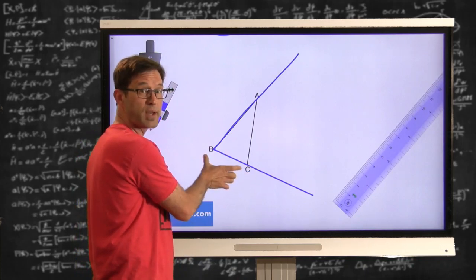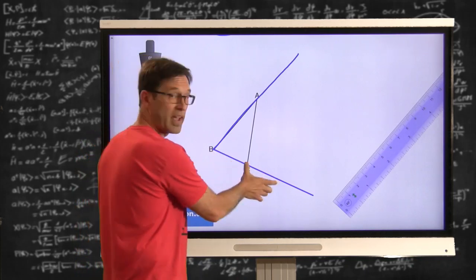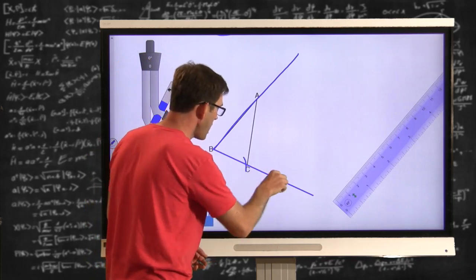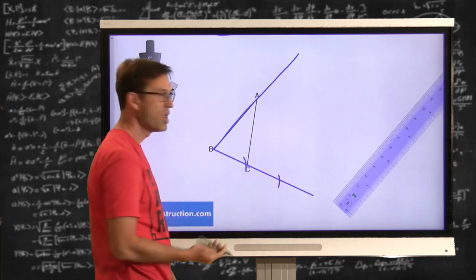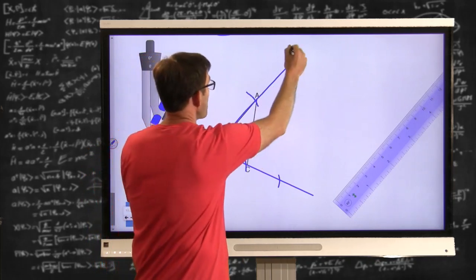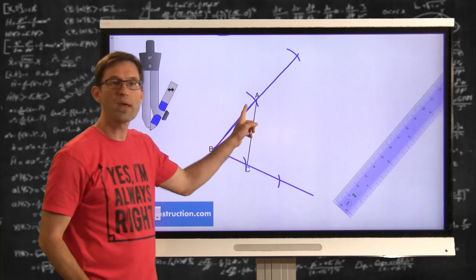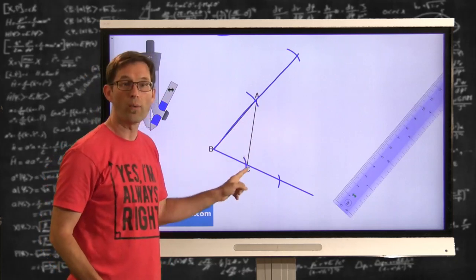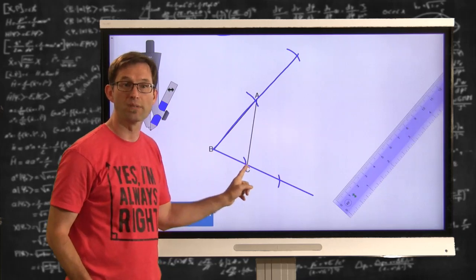So I take my compass out and I set it to that length, right? And I come over here and I put it at C, and I make this mark and I make this mark, okay? Then I come here and I set my compass to be this length, and I make this mark and I make this mark. By the way, why do you have to make this mark? To prove that you measured BA. Why do I make this mark? To prove I measured BC.